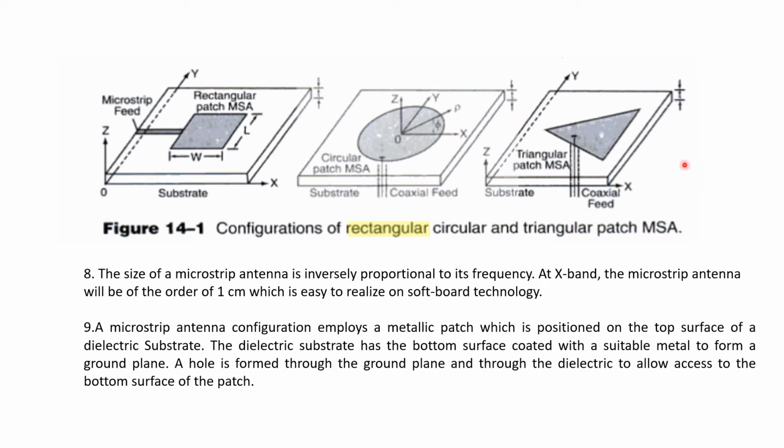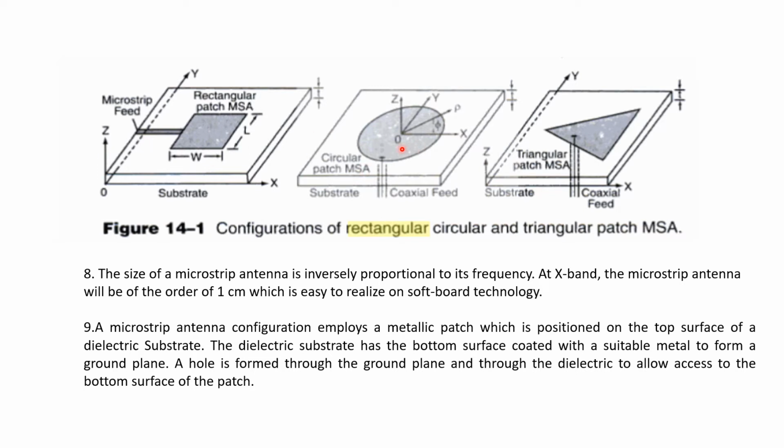It can be of any other continuous shape usually. The two most common geometries used are rectangular and circular, and circular is the most popular. The square patches can usually generate a pencil beam, and rectangular patches are used for a fan beam. Also, the size of the microstrip antenna is inversely proportional to its frequency.